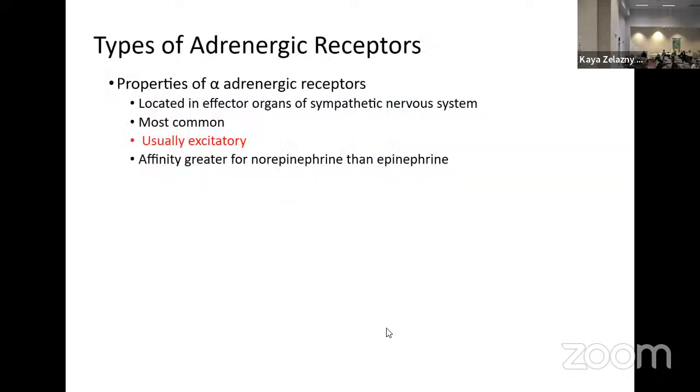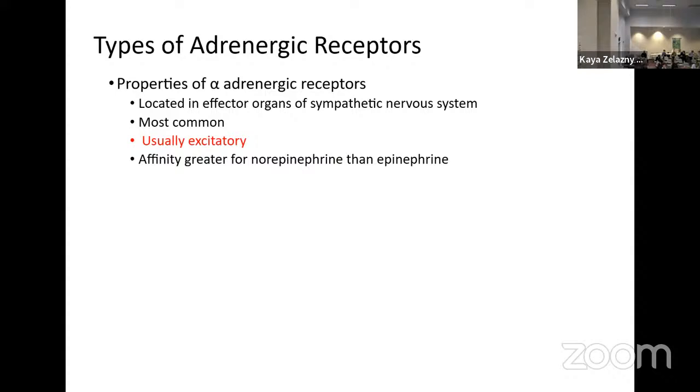Okay. So our alpha adrenergic receptors, those first two types, alpha 1 and alpha 2, are going to be somewhere in an effector organ for the sympathetic nervous system. The only place it makes sense to put one is there, because it's only those postganglionic sympathetic neurons that are releasing the norepinephrine. Alpha adrenergic receptors are more common than the beta. Okay? So this is what you see most places out in your body. This will come back into play eventually.